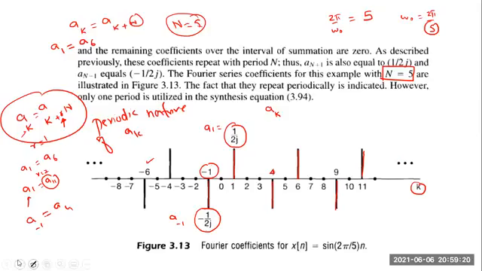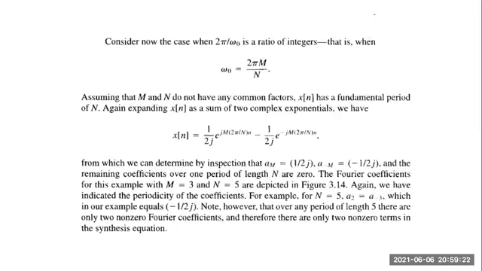Okay. Now let's consider another possibility. I mentioned that this particular signal sine omega naught n is periodic under two possibilities.